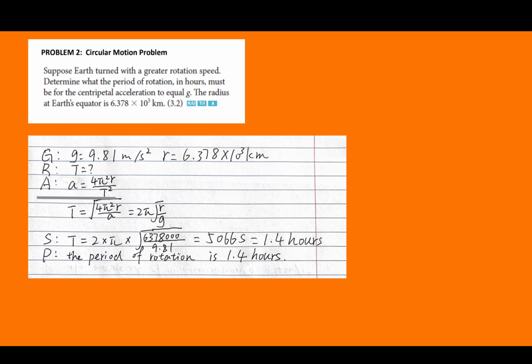As this is circular motion, we know g and the radius and we want to know the period, so we use the equation a equals 4 pi squared r over T squared. We rearrange this equation, and we get T equals 2 times pi times the square root of r over g. We put the values of g and r into this equation and we get the period is 5066 seconds, which equals 1.4 hours. That is the answer we got, so we write the period of rotation is 1.4 hours.